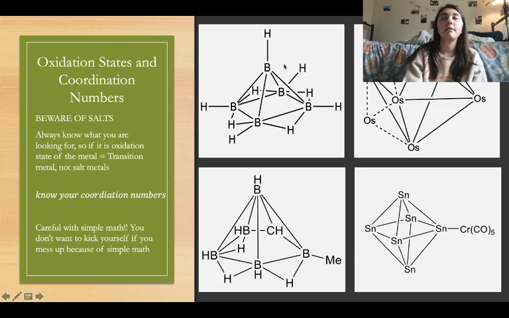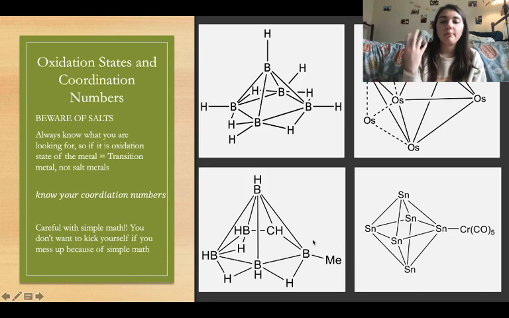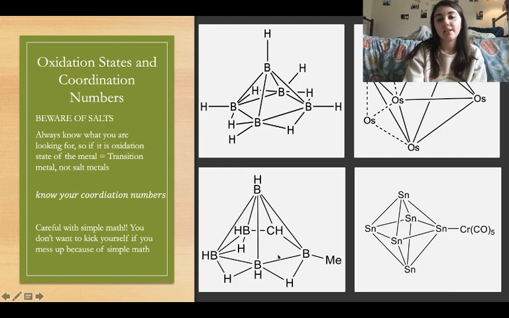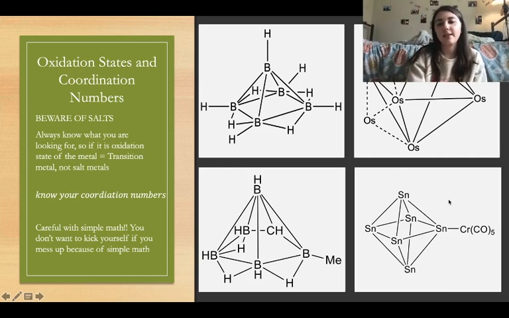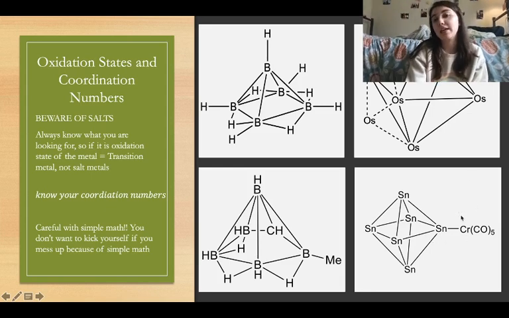pentapyramidal, I think. Yeah. Things like this, being aware of how many things are attached. This boron here has 1, 2, 3, 4, 5, 6 things attached. This one here has 5 things attached. This carbon has 4 things attached. This tin has 4 things attached. You know, paying attention to these kinds of things. This chromium has 6 things attached. So this is an octahedral complex attached to a tetrahedral tin.